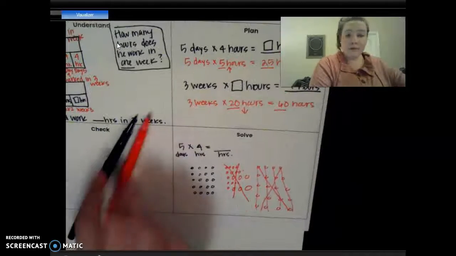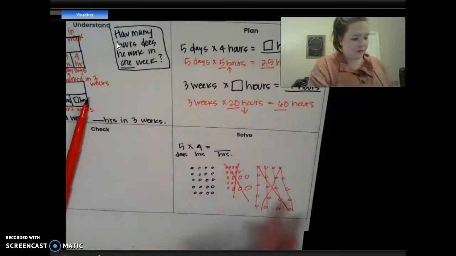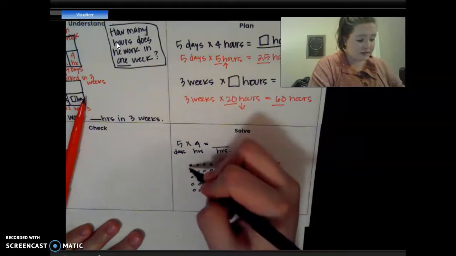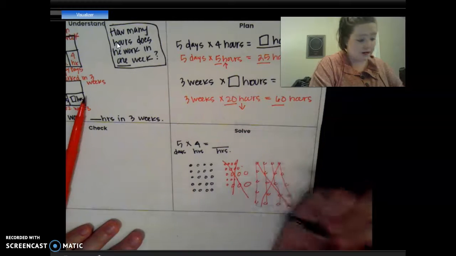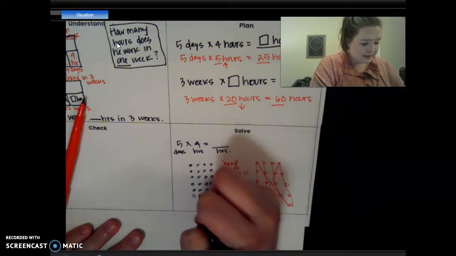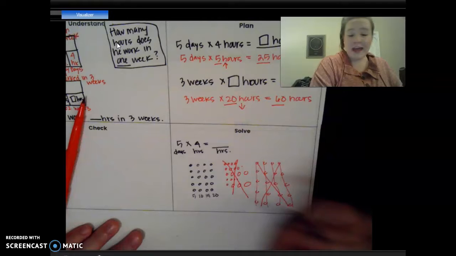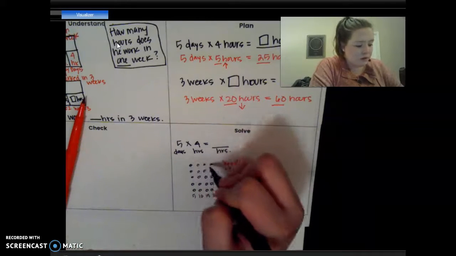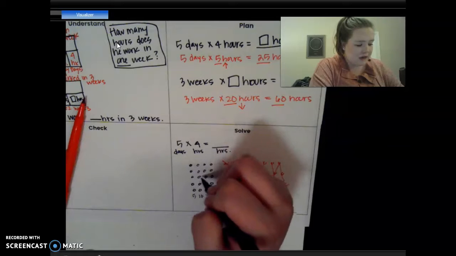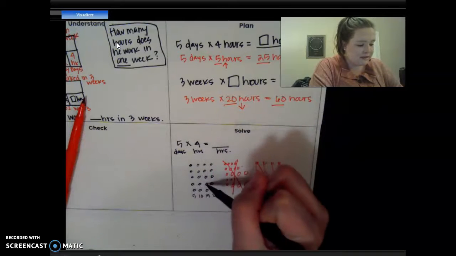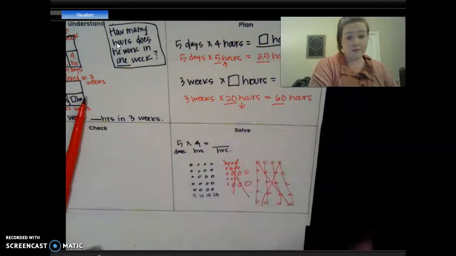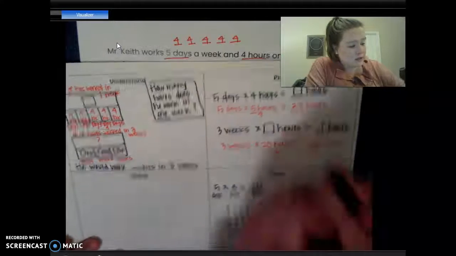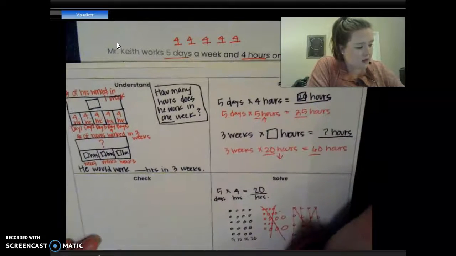Okay, so I'm going to go back to my array, all right? Then you just count. I know that this is 5, 5, 5, 5. So I'm going to count 5, 10, 15, 20. If you wanted to, you could have counted each one individually: 1, 2, 3, 4, 5, 6, 7, 8, 9, 10, 11, 12, 13, 14, 15, 16, 17, 18, 19, 20. Okay, so in the first week, he worked 20 hours. Okay?